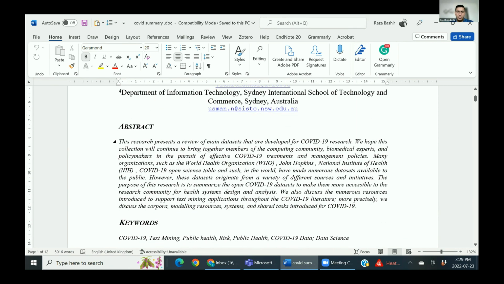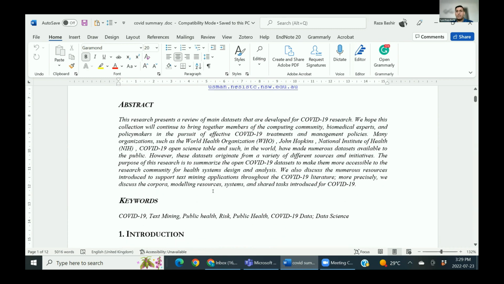As you can see here, this is the main dataset developed by COVID-19 research. We applied it for other papers as well, but it is also helpful for the computing community, biomedical experts, and policymakers in pursuit of effective COVID-19 treatments and management policies. Major organizations like WHO, Johns Hopkins, and the National Institute of Health also have their own datasets available. These datasets originate from a variety of different sources and initiatives.